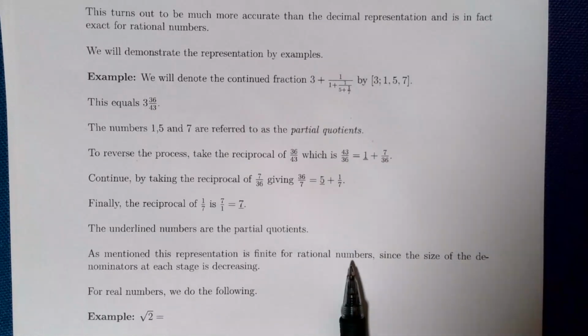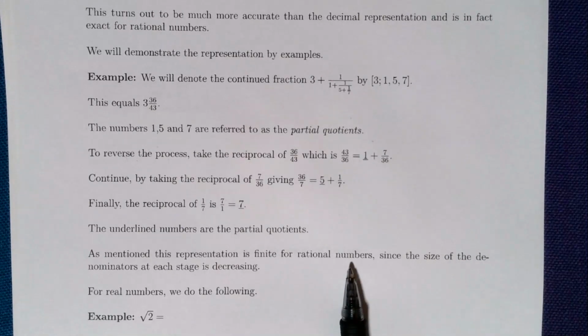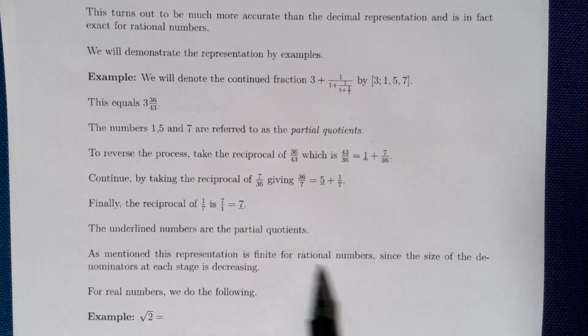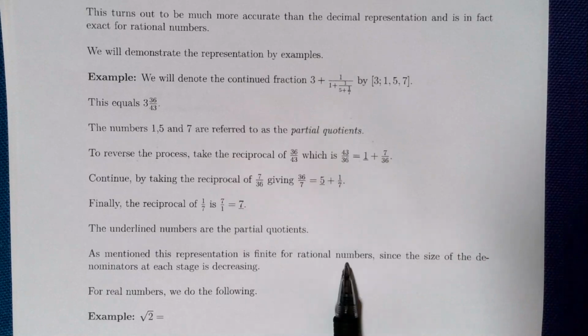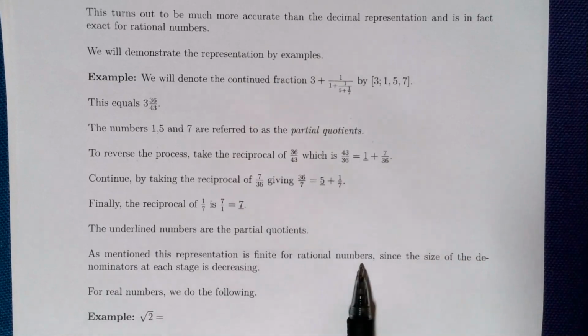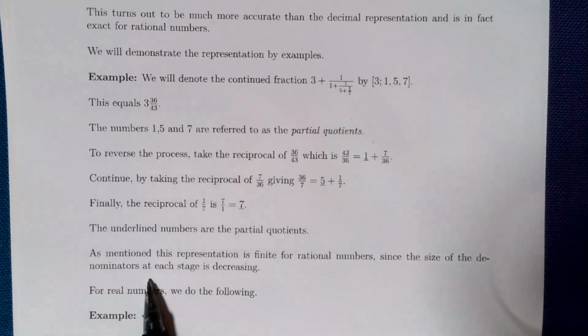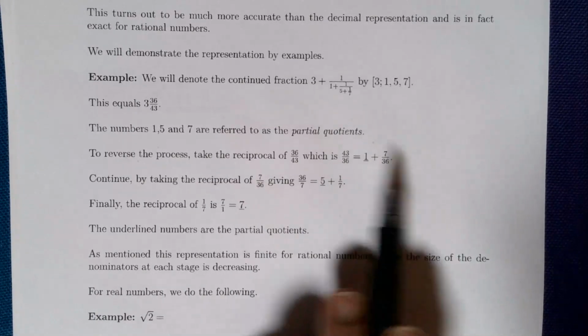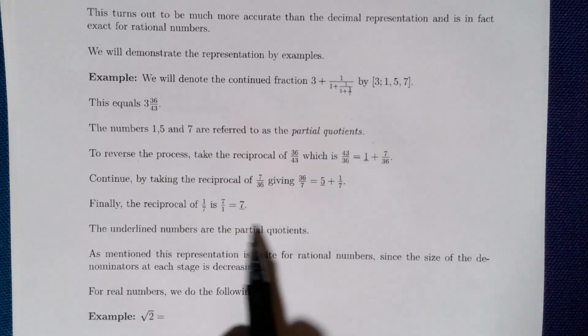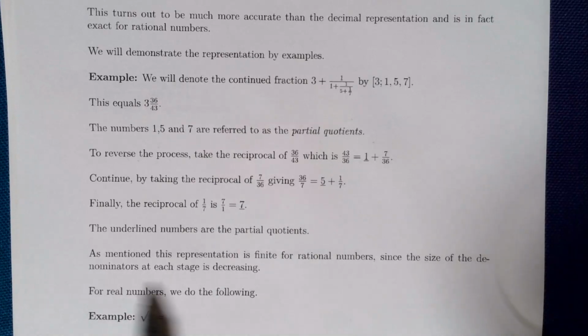Now you know that there are some rational numbers in decimal form that are repeating and just continue on forever. But for the continued fractions, every rational number has a finite continued fraction that doesn't continue on. Since the size of the denominators at each stage is getting smaller, every time we did the division and turned it upside down, the fractions got smaller. And that means eventually they're going to go to 1.